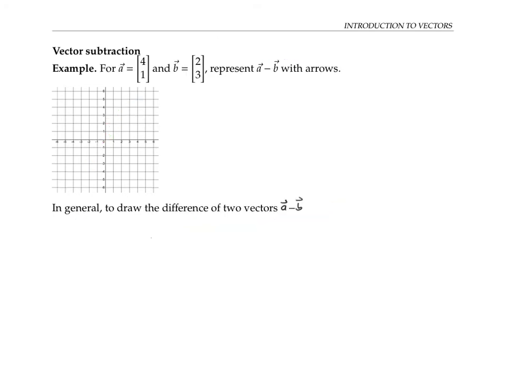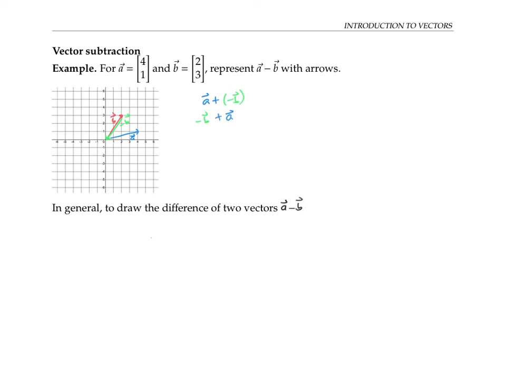Finally, let's represent vector subtraction with arrows. Let me draw my vector A and my vector B. Now A minus B is the same thing as A plus negative B. So let me draw negative B on here. That's just B going in the opposite direction. So here's negative B. And now I want to do A plus negative B. Well, that's the same thing as negative B plus A.